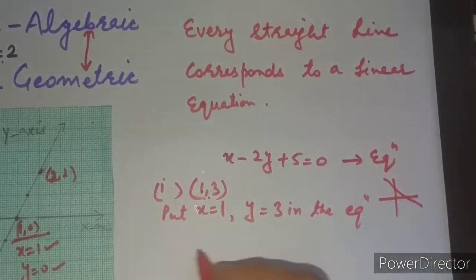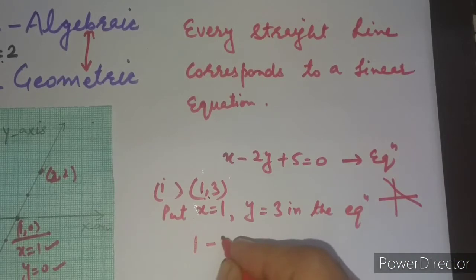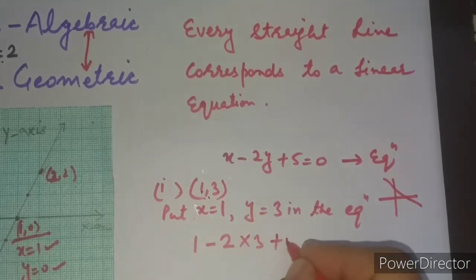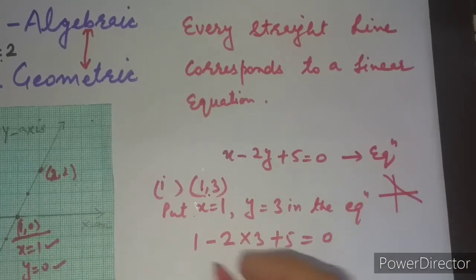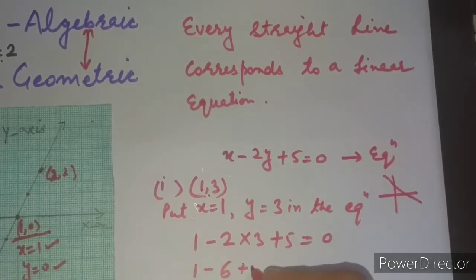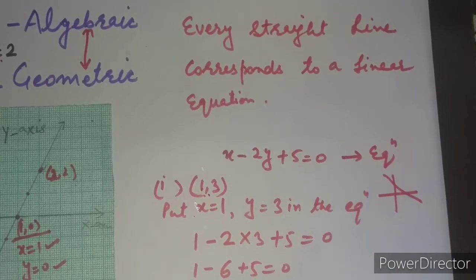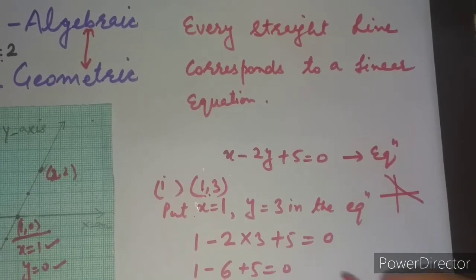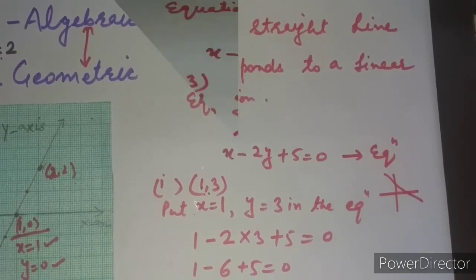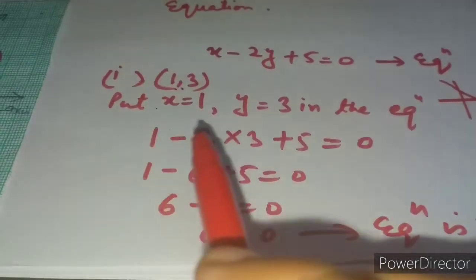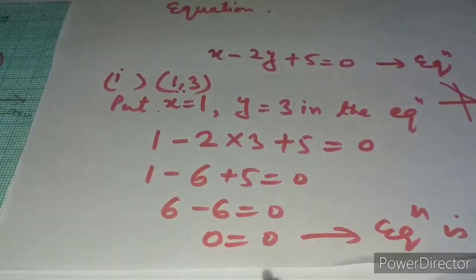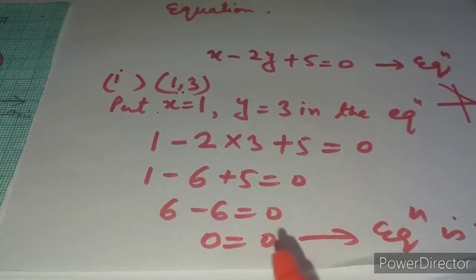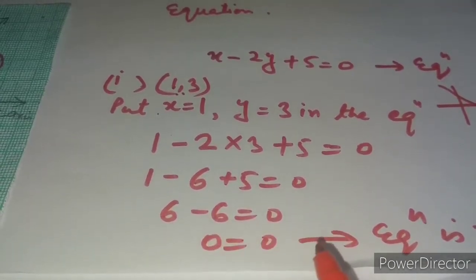So let us check. If I put x equal to 1 here, 1 minus 2 times y, which is 3, plus 5 equal to 0, as already given in the equation form. So 1 minus 2 times 3 is 6, plus 5 equal to 0. So this is 6 minus 6 equal to 0, means 0 equal to 0, means the equation is true. Equation is true means the equation is satisfied. After putting x equal to 1 and y equal to 3, 0 is equal to 0, means left hand side is equal to right hand side.